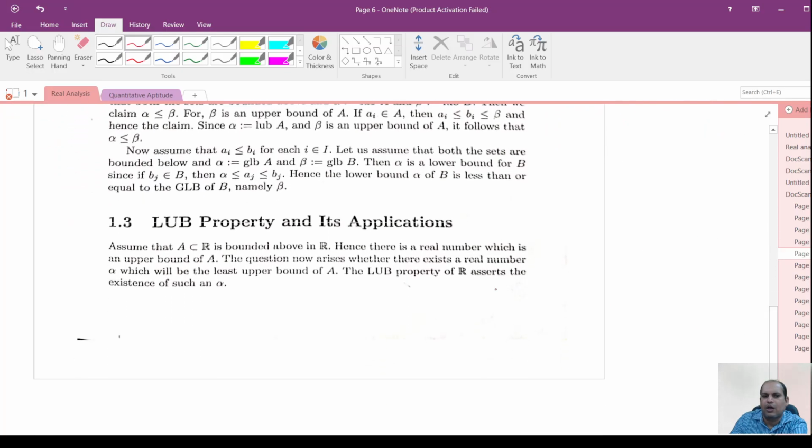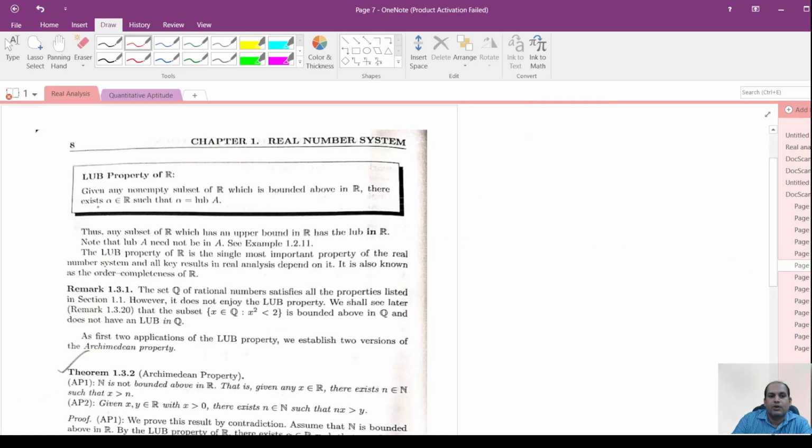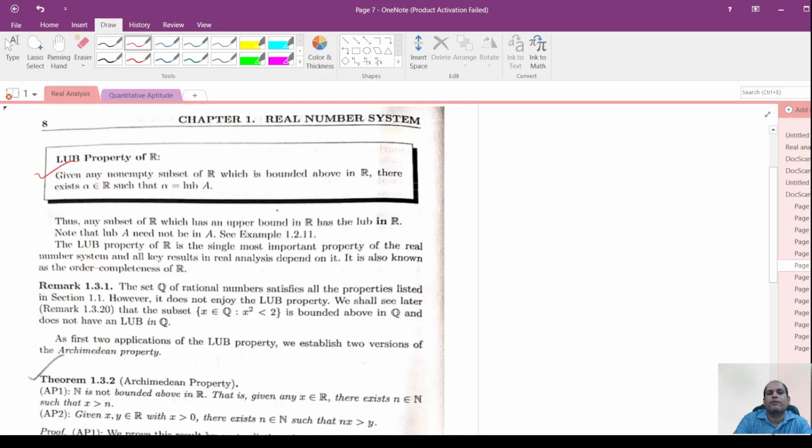Now, if a set is bounded above in R, then we have the least upper bound property. If a given set is bounded above, then from the set of all upper bounds, the least one is called its supremum or least upper bound. So for existence of the least upper bound, the set has to be bounded above, with at least one upper bound. So this is the statement of the least upper bound property of R.